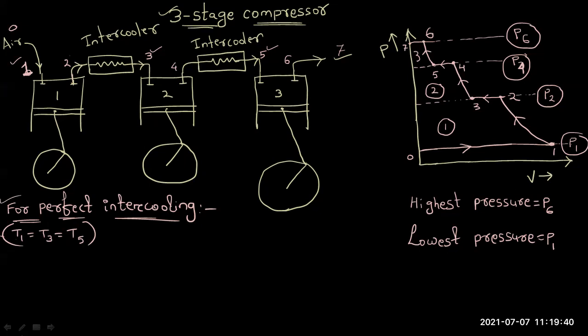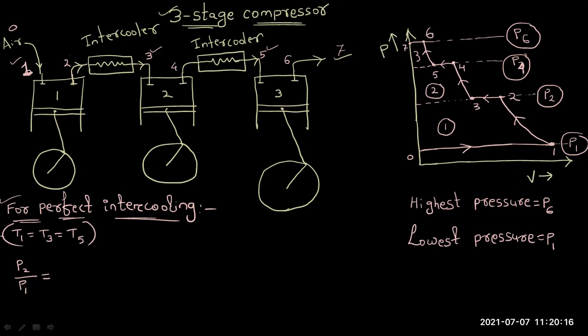Okay, so this intercooler will act in such a manner that it will bring down the temperature of the air to the initial temperature. So T1 equal to T3 equal to T5. And the second condition is that the pressure ratio will remain the same. Pressure ratio means, for the first stage, what is the pressure ratio? For the first stage, high pressure is P2, low pressure is P1. So for the first stage, pressure ratio becomes P2 by P1 is equal to, for the second stage, what is the pressure ratio?